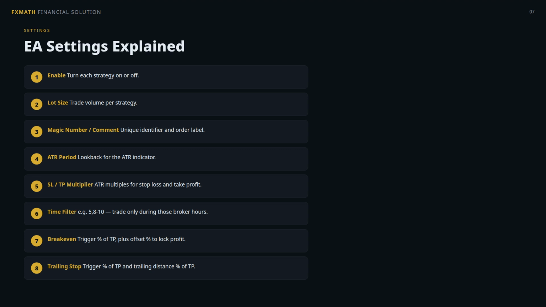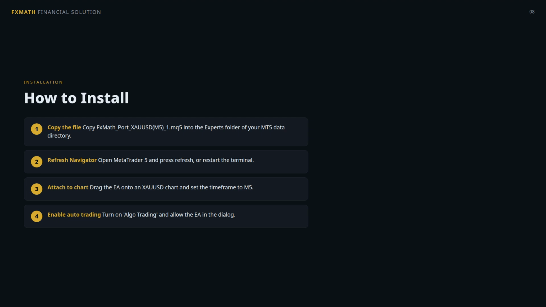To install, copy the EX5 file into the Experts folder inside your MetaTrader 5 data directory. Open MetaTrader 5, refresh the navigator, and drag the expert onto a gold chart. Enable algorithmic trading, and set the time frame to 5 minutes.